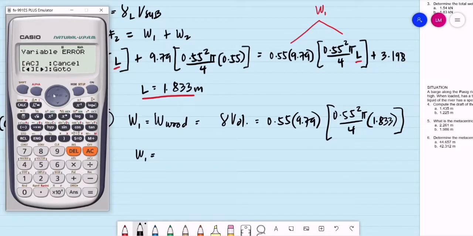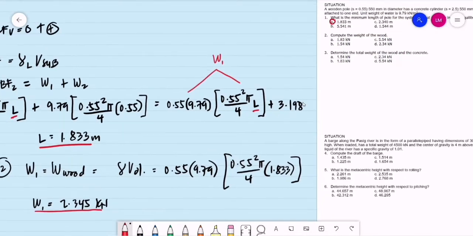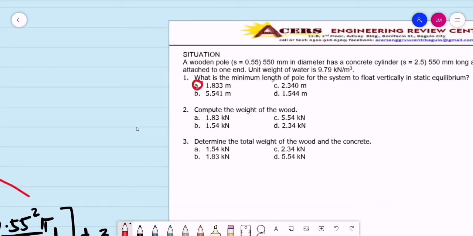Why did we shift solve there? We have no variable. That is 2.345. 2.345 kilonewtons. So, this is the required for number 2. So, let's check the choices. Closest value, 2.345. That will be letter D.